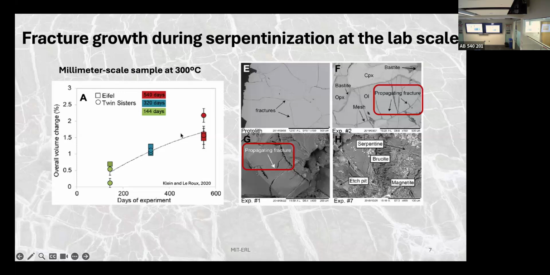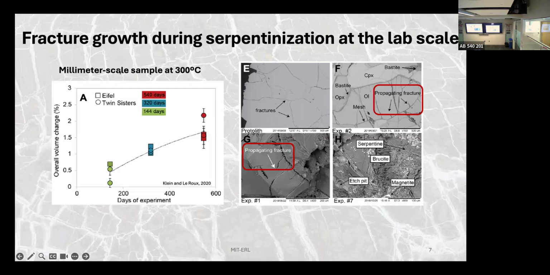And more importantly, through this backscatter electron image, they have shown that there are fractures growing in the olivine crystals as shown here. And these are pretty clear evidence for the existence of reaction-driven fracking, at least at the lab scale.